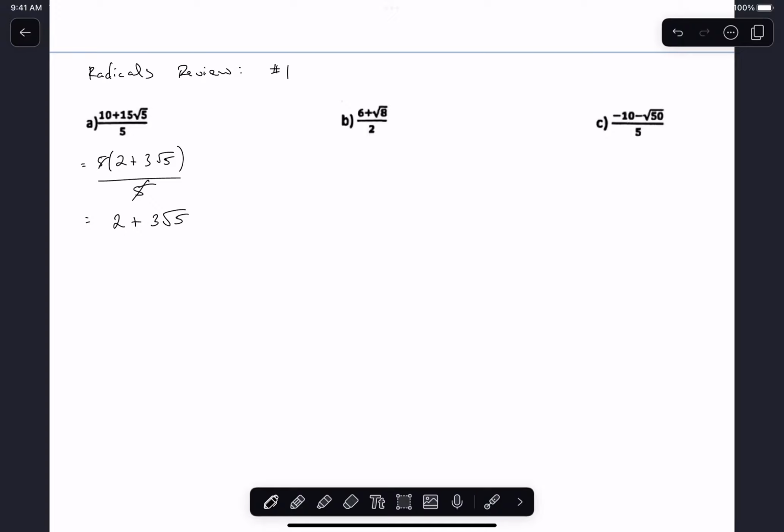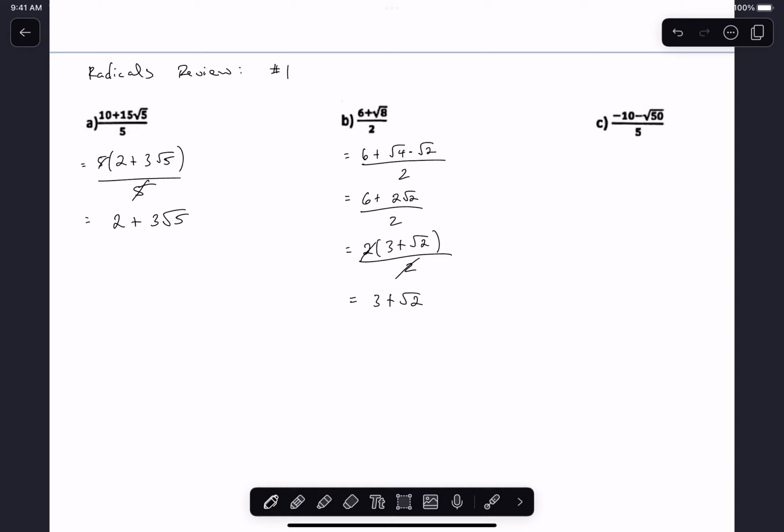Okay, for this question here, the root 8 can be simplified. 6 plus root 4 times root 2 divided by 2. And then what we're going to see is 6 plus 2 root 2 over 2. And then again, we can remove that common factor of 2 out of the numerator. So we're going to write it out front, and I'm going to be left with 3 plus root 2 over 2. 2's drop out. We're left with just 3 plus root 2.